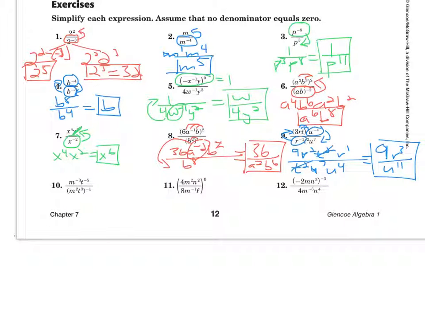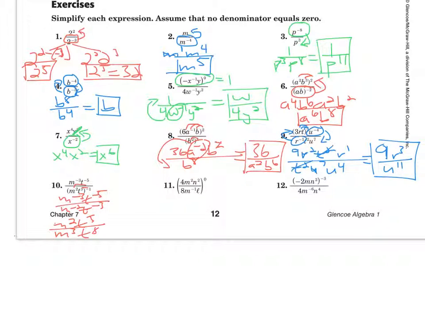Alright, number 10. So for number 10, I'd start by distributing that negative 1 in, before we do anything else. So we've got m to the negative 3rd, t to the negative 5th over m to the negative 2nd, t to the negative 3rd. Then you're going to move everything. All these things need to move to the other side of the fraction line. So I've got m squared t cubed on top, because I moved both of them up. And on bottom, I've got m cubed t to the 5th.